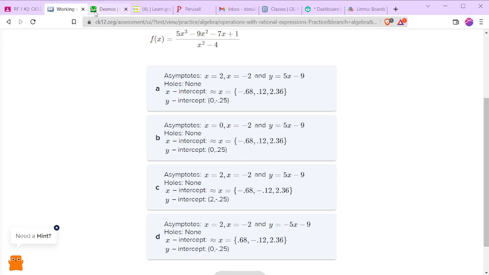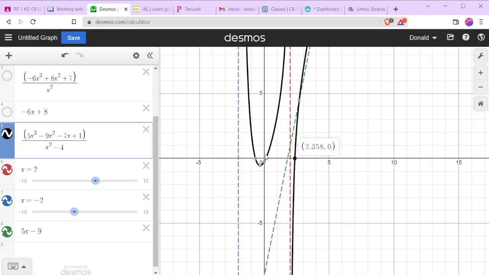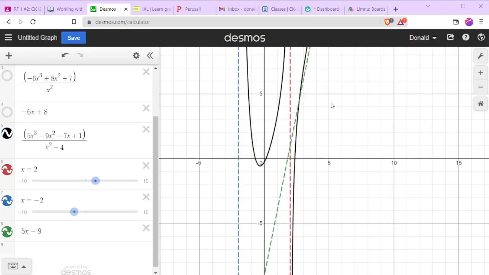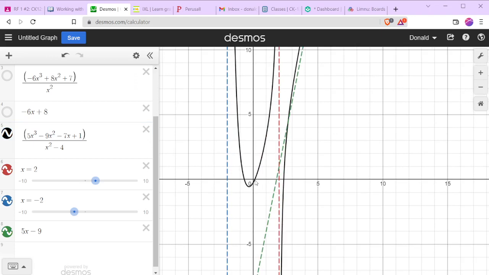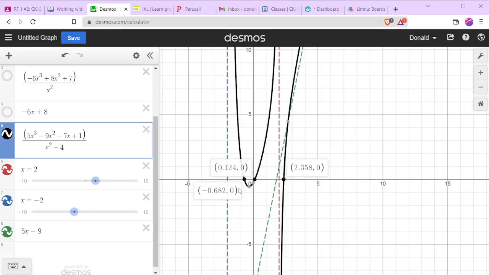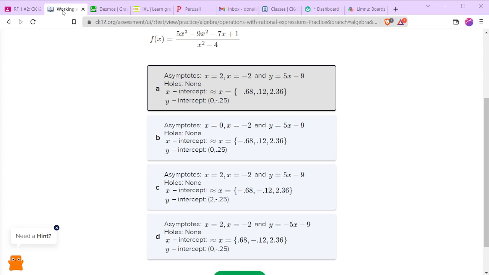So the x-intercepts here, we've got 3 of them. And those 3 are consistent for the most part. We see there's a little bit of a sign difference. So the only negative one is the 0.68. The others are positive. So that leads us to option A. And the y-intercept is at 0 and the negative 0.25. So that's consistent as well.